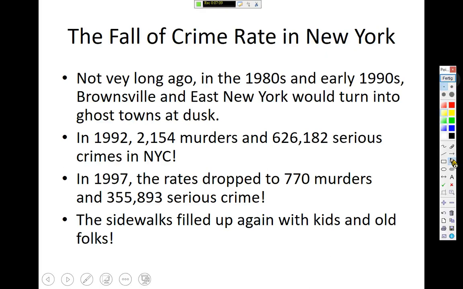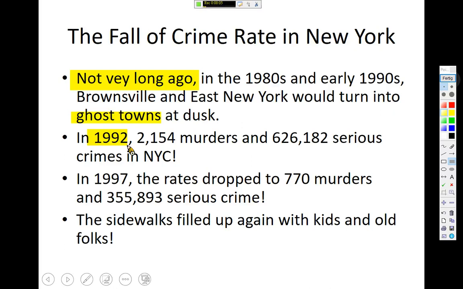Not very long ago, in the 1980s, which was when I was there, and the early 1990s, Bronxville and East New York were turning into ghost towns at dusk. When the sun sets and the crime rises, the criminals were crawling out of their houses and walking on the street and trying to find some victims to rob, to kill, maybe, right? So basically at that time, no one would walk on the street during the night. So we say it turned into a ghost town. My goodness, so dangerous, right? So look here, in 1992, we still have some figures.